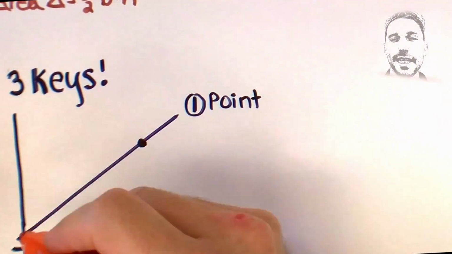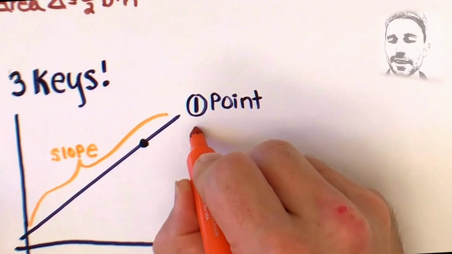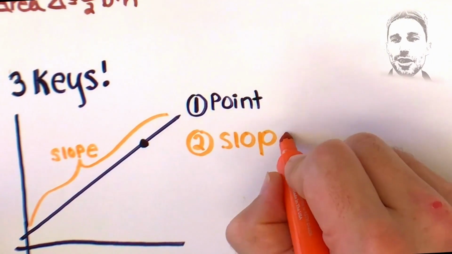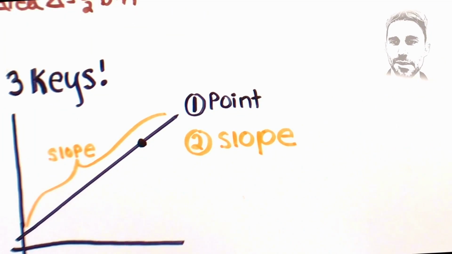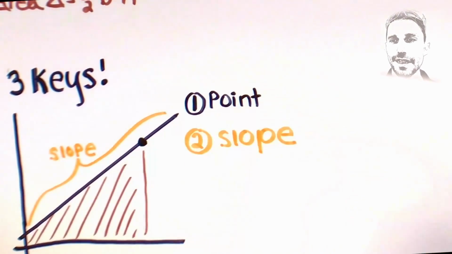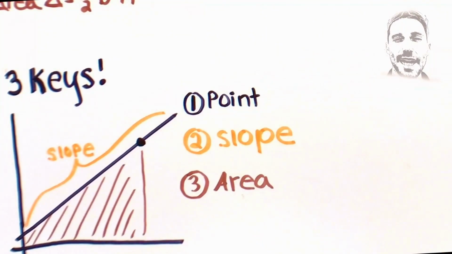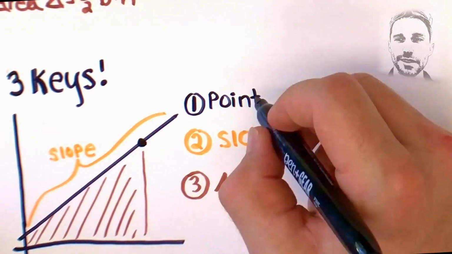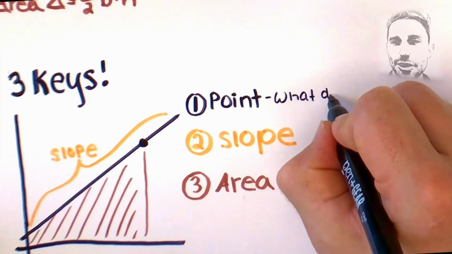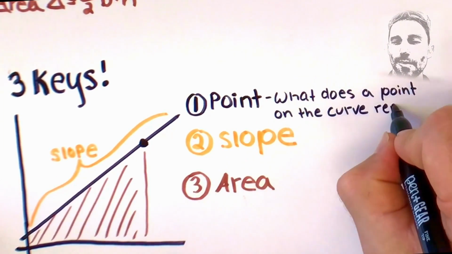So there's three keys when it comes to graphing linear motion that have really helped me over time. One is knowing, what does a point on the line actually mean? The second one is, what does the slope of the line represent? And the third one is, underneath that slope, that curve, there's some area. And so what does that area represent on a given graph? So let's jot those down. So one, what does a point on the curve represent?